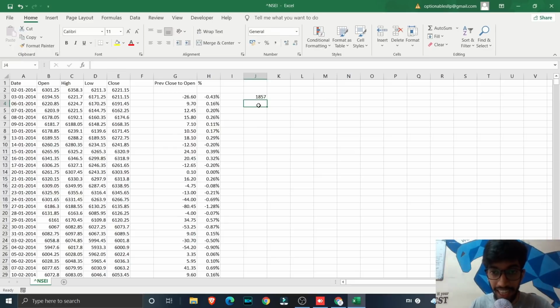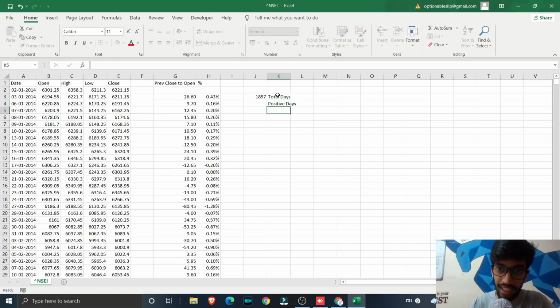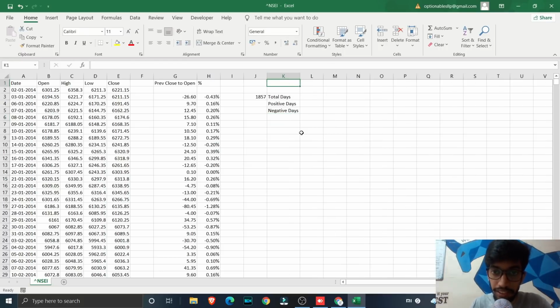We are just going to calculate how many number of days the market is going to open positive and how many number of days the market is going to open negative. So this is total days, and this is positive days, and this is negative days. So this is all we are going to use, and we are trying to build the system using this data.